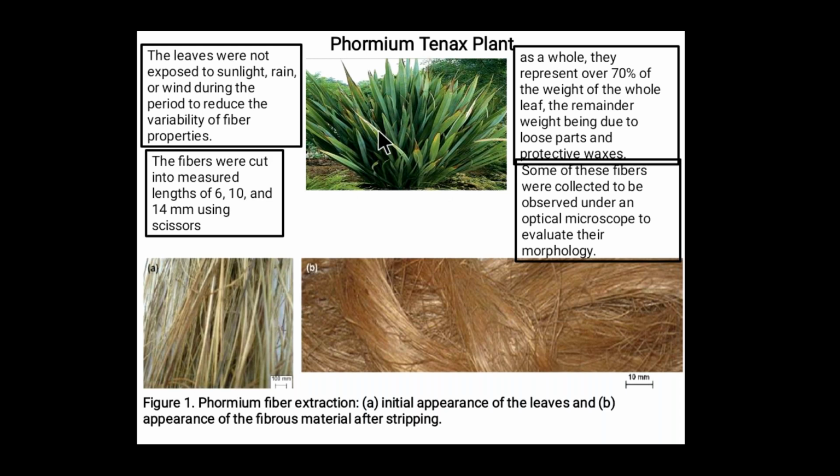So this is from the leaf. This figure shows the initial appearance of the leaves after drying, before extracting. The second figure is the appearance of the fibrous material after stripping. This is before stripping, and this is after stripping.